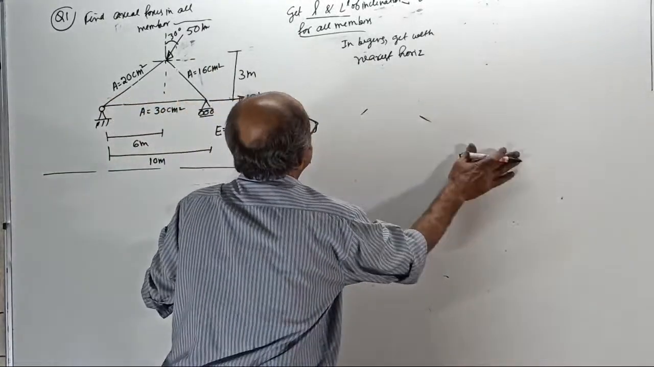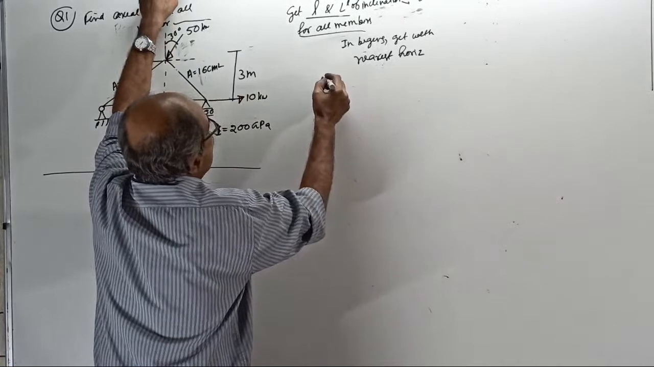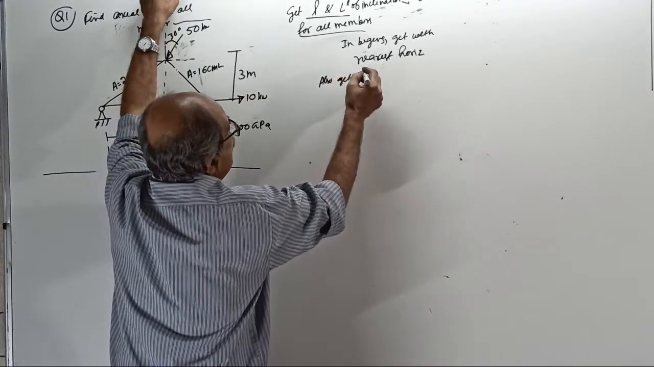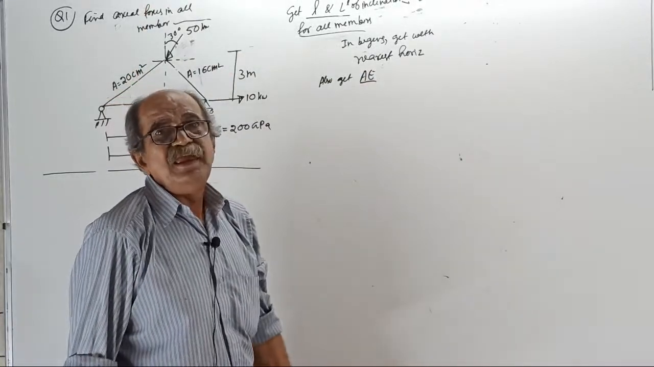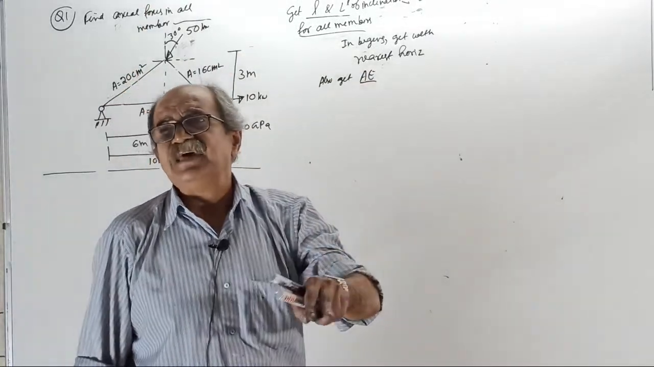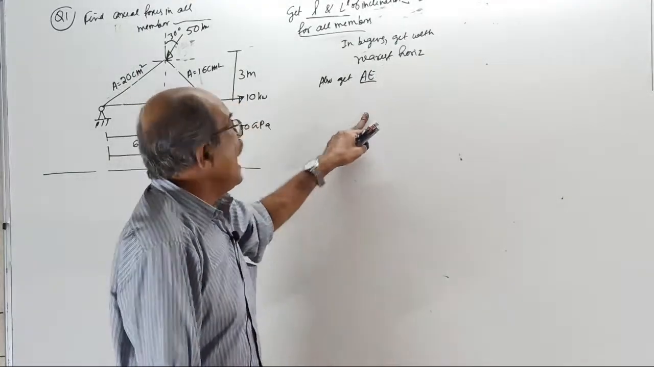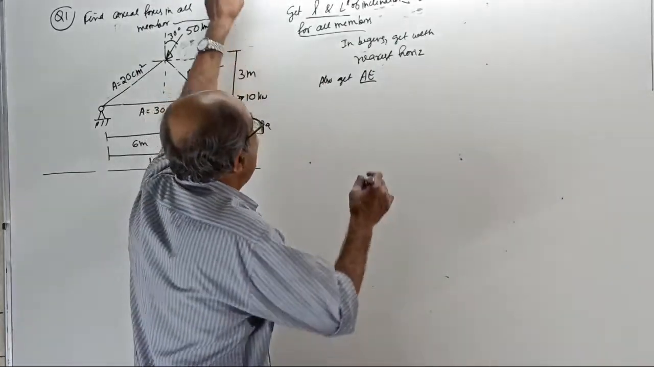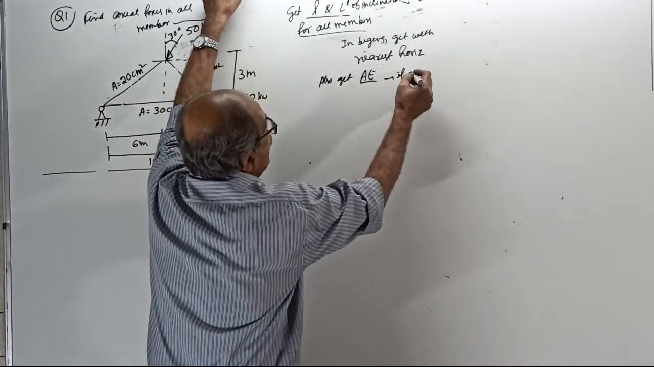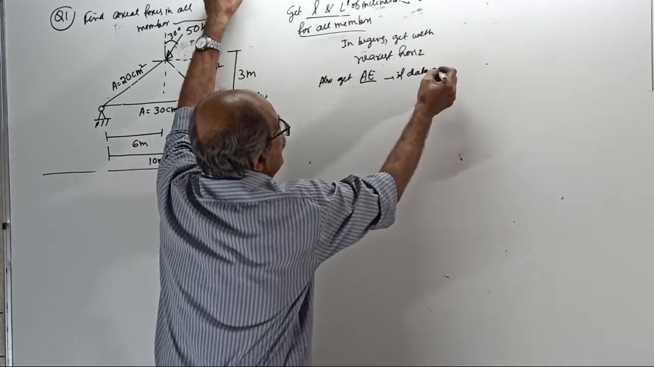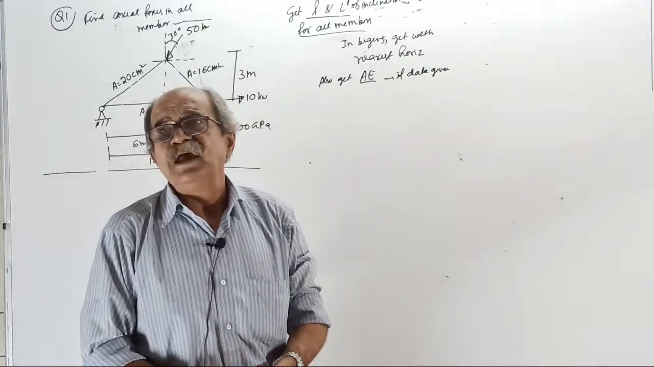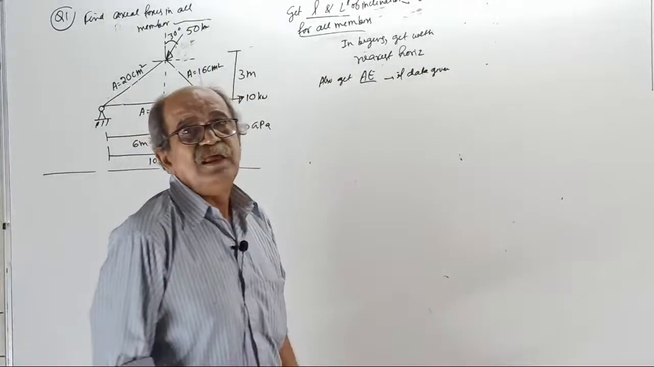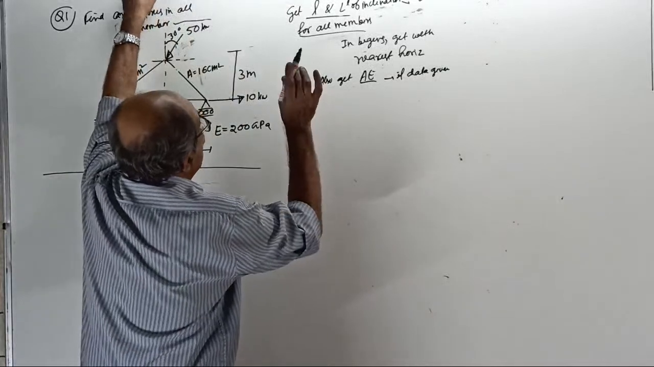Also get AE. In beams it is EI. Remember, when bending is there, EI is considered. In axial force, AE is considered, if data is given. If data is not given, no problem. There, you solve in terms of EI; here you solve in terms of AE. Now start one by one.